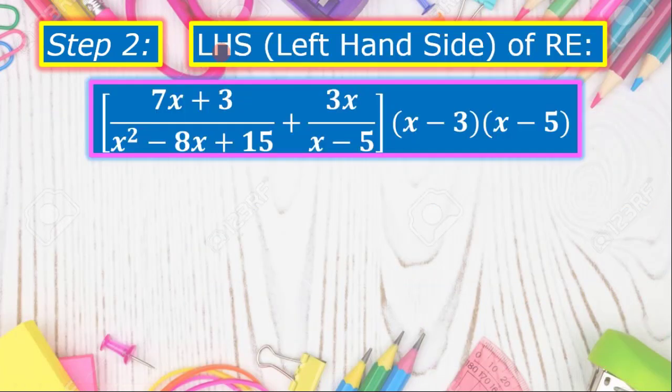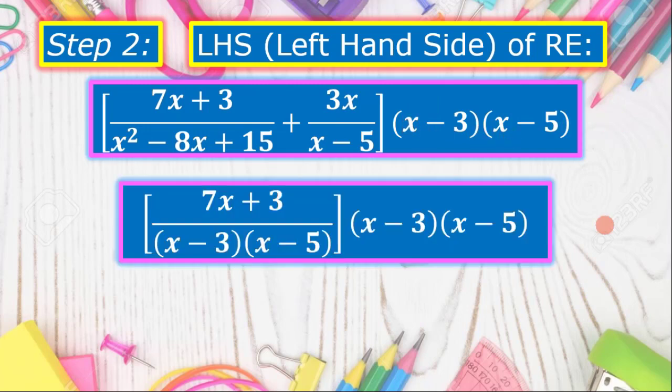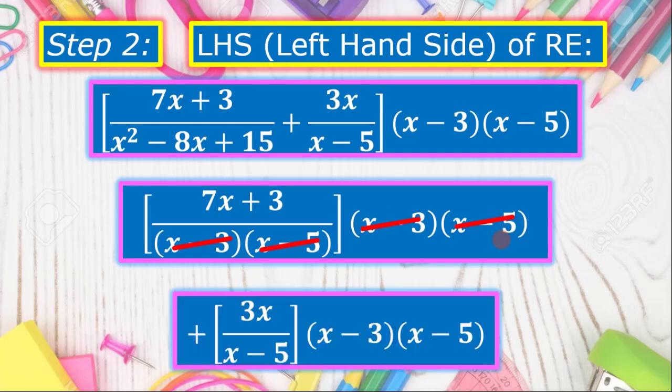Step 2 on the left-hand side of the rational equation. This is the left-hand side multiplied by the LCD, quantity x minus 3 times quantity x minus 5. Let's consider first the first term of the left-hand side. We found out that x minus 3 can be cancelled, and the other factor cancels out too, giving us 7x plus 3. Plus the second term, 3x over x minus 5 multiplied by the LCD. We can cancel out x minus 5 and x minus 5.